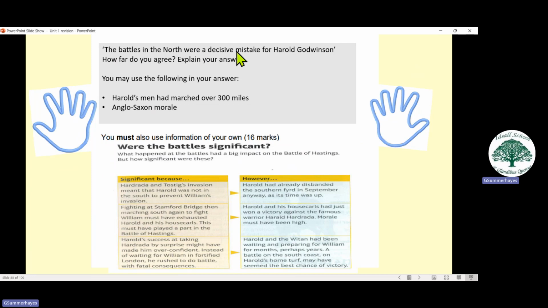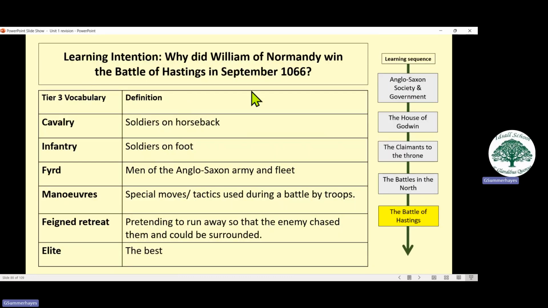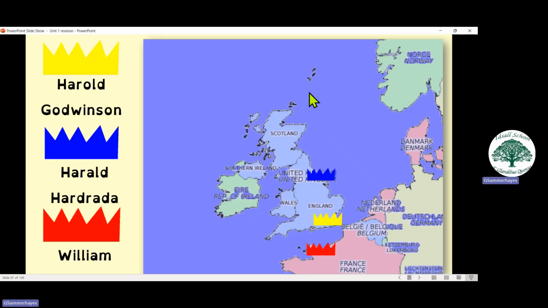Or you could even have the battles in the north together: Fulford and Stamford Bridge were a decisive mistake for Harold Godwinson. Essentially, why should he have gone north to fight them? And the answer is probably yes, because he was king and he had to do something. So that had happened.